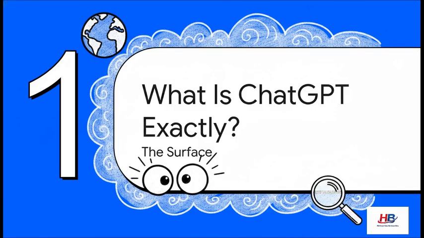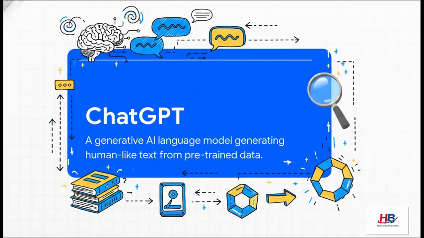What is ChatGPT exactly? Let's look at the surface. To put it as simply as possible, ChatGPT is an artificial intelligence, specifically a large language model, or LLM for short. Now, the GPT part stands for Generative Pre-trained Transformer. And while generative and pre-trained basically tell us that it creates new content based on a massive diet of data, the real magic here is actually in that last word, transformer.